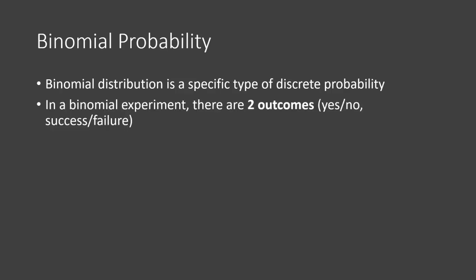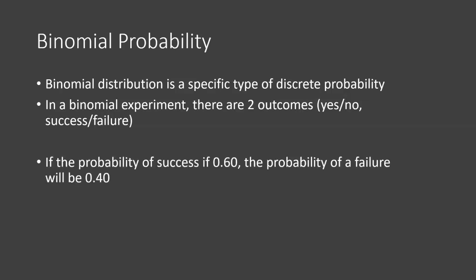It's all about whether or not there are two outcomes. Binomial experiments will always just have two outcomes. It's a yes or a no. It's a success or a failure. That's what makes it binomial.